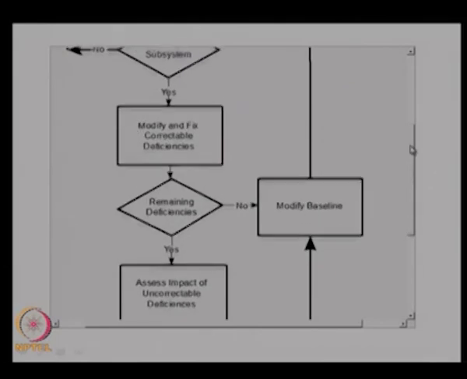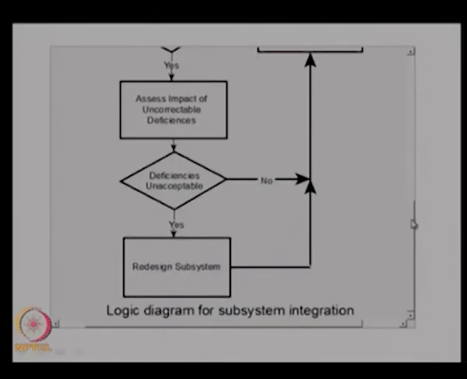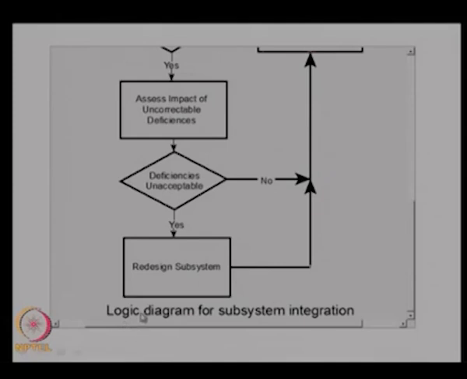And if there are still some uncorrectable deficiencies, we will look at the impact of these uncorrectable deficiencies and then whether they are acceptable or not. If they are acceptable, we go for this. If they are not acceptable, then we redesign the subsystem and then again go back to the integration stage. This is the logic diagram for subsystem integration.